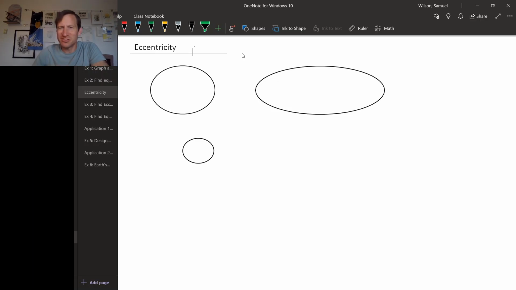How many different ellipses do you see here? Well, there are three, of course, but if you look at these two, they look pretty much the same. It's just that the one on the bottom is smaller. It seems like if you zoomed in on the ellipse on the bottom here, it would look very much like the ellipse in the upper right.